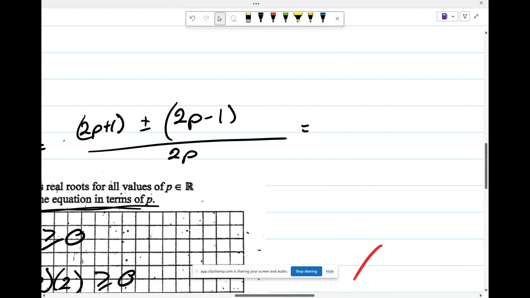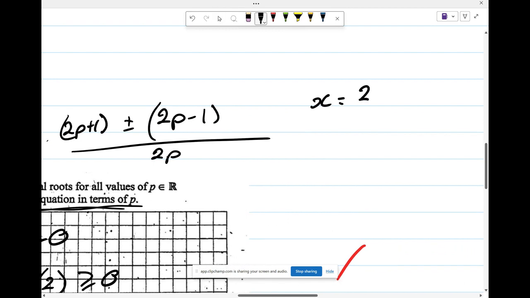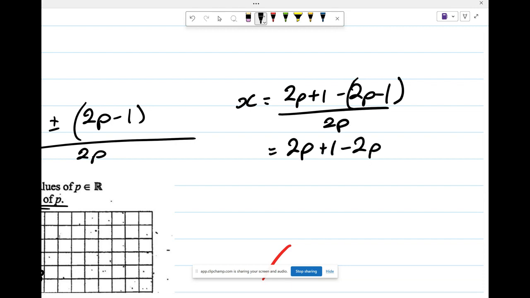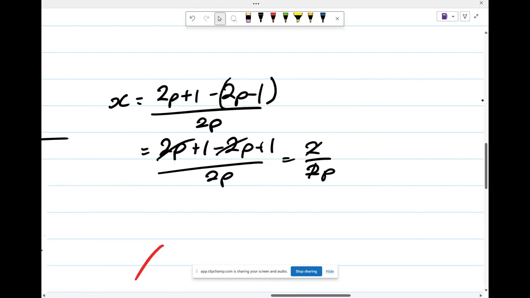So x can be 2p plus 1 minus 2p minus 1 all over 2p. So that's 2p plus 1 minus 2p plus 1 all over 2p. So that's 2 all over 2p. So that's 1 over p.